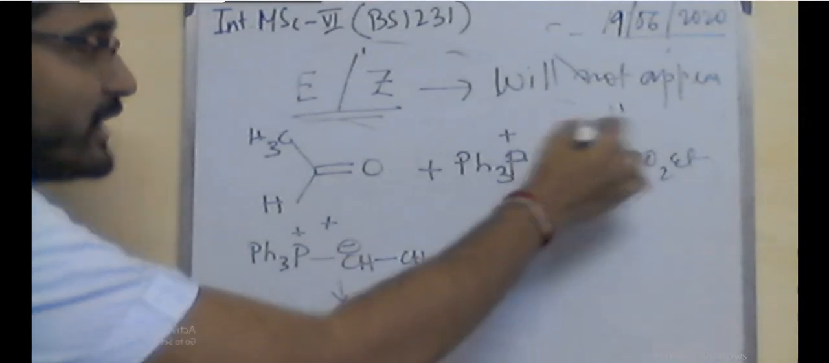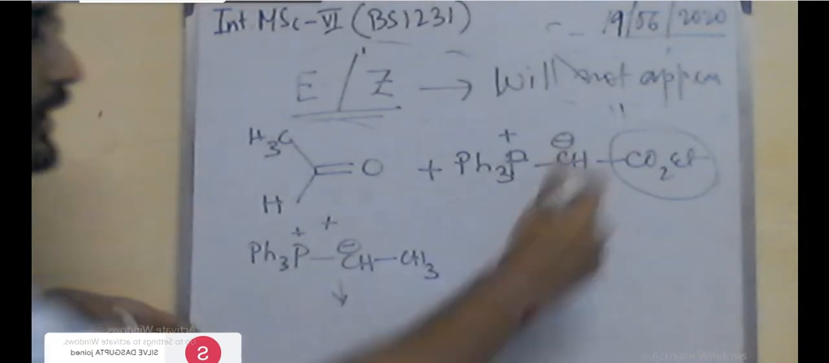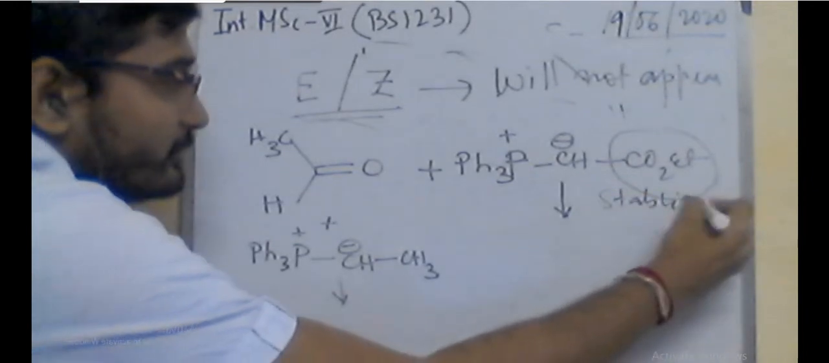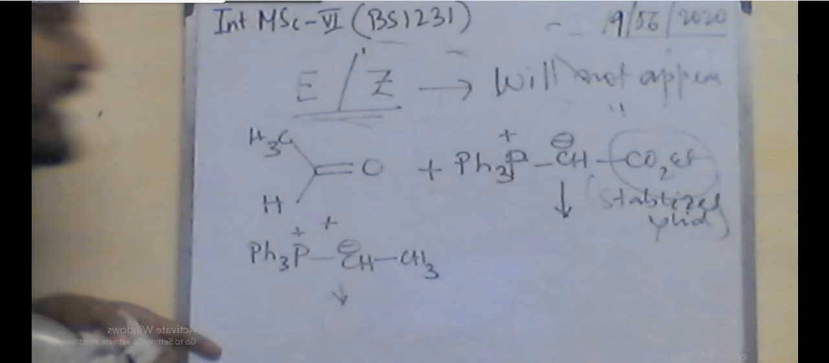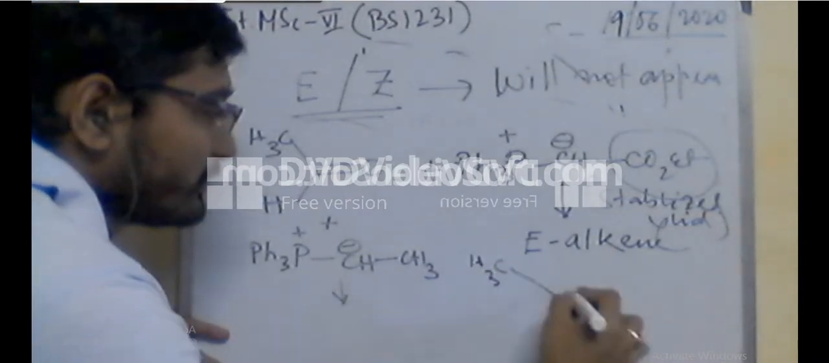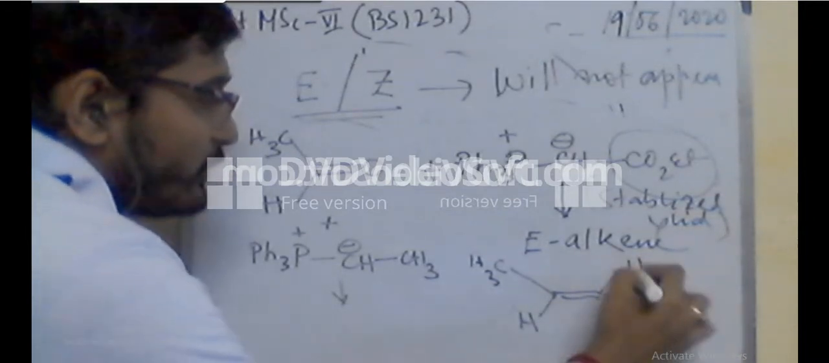When the ylide is stabilized, it will form the E-alkene, that means the trans alkene. So the structure of the product will be CH3 double bond CO2Et hydrogen. Here you can see both the higher priority substituents are anti to each other. That's why it will form the E-alkene, or the trans-alkene, or the anti-product. Mind it, the ylide is stabilized, and here you get this type of aldehyde or such a carbonyl.